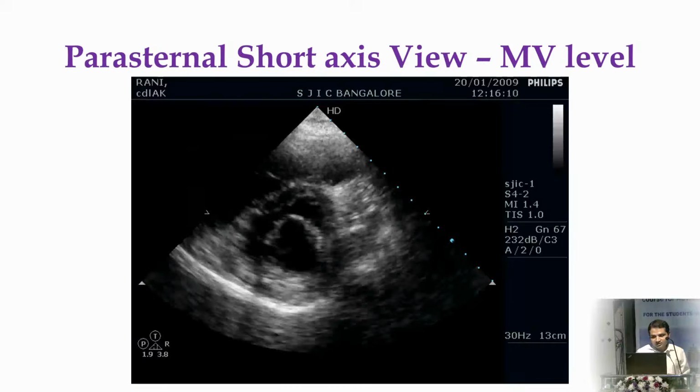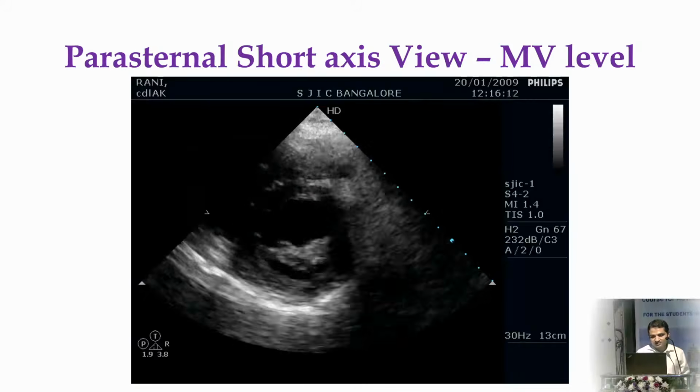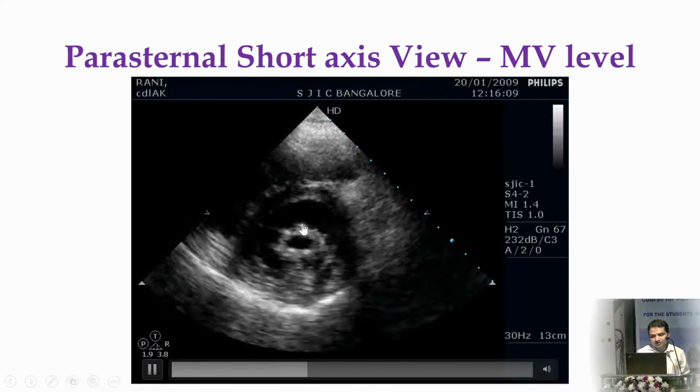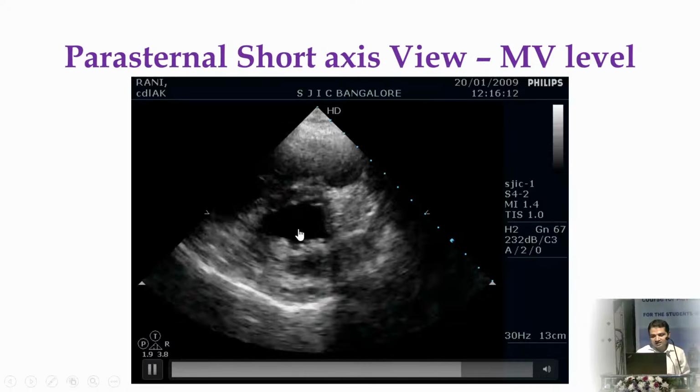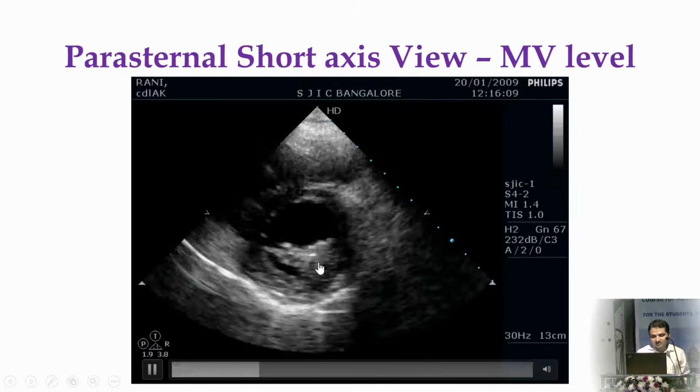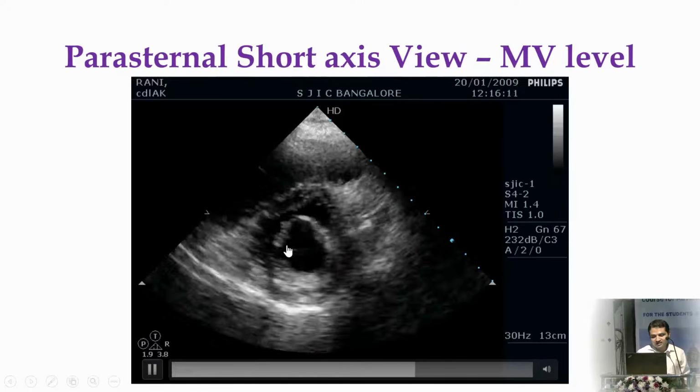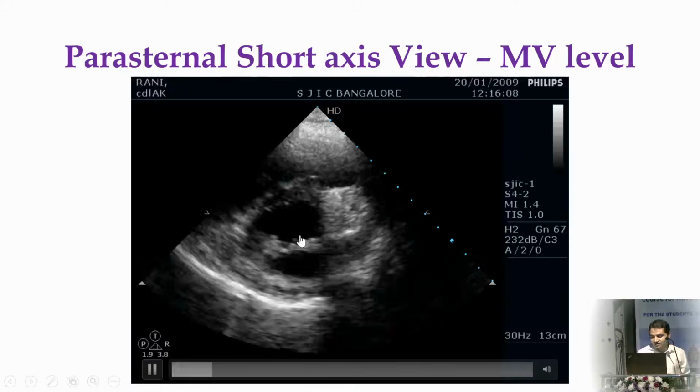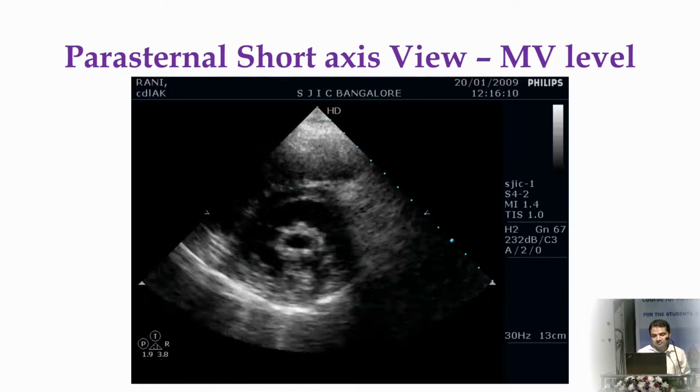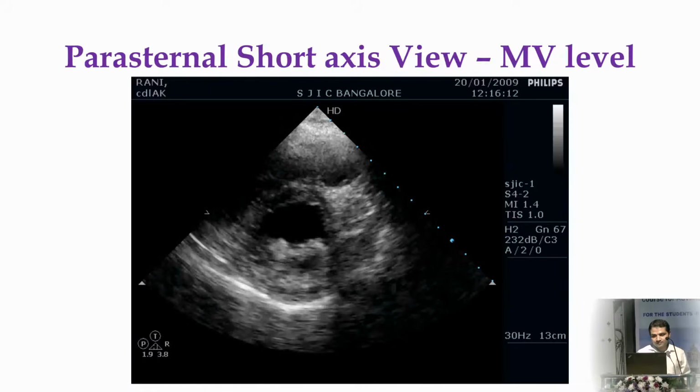Then coming on to the mitral valve level, when we take the parasternal long and short axis view, we can see the mitral valve. Here we can see that in this video the mitral valve commissures are fused. This is a classical image of the fish mouth appearance of the mitral valve due to mitral stenosis.